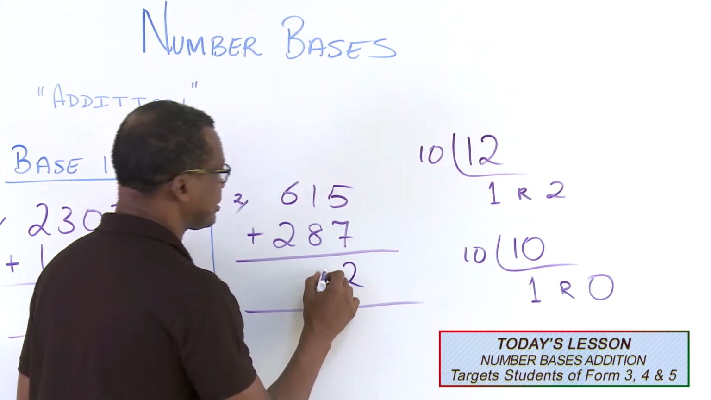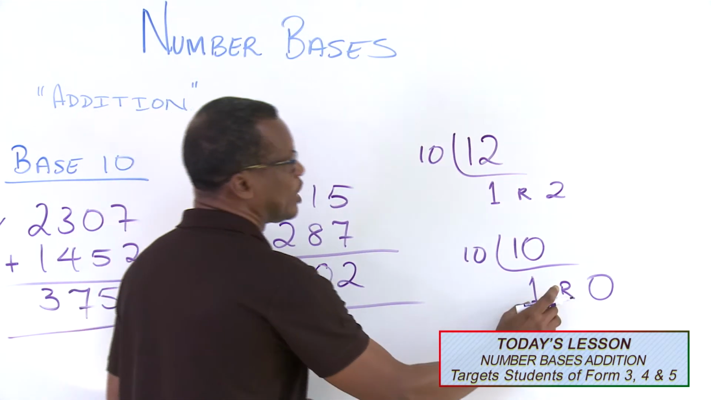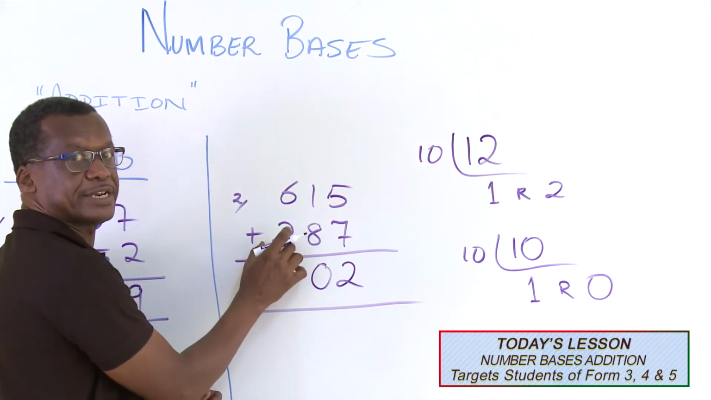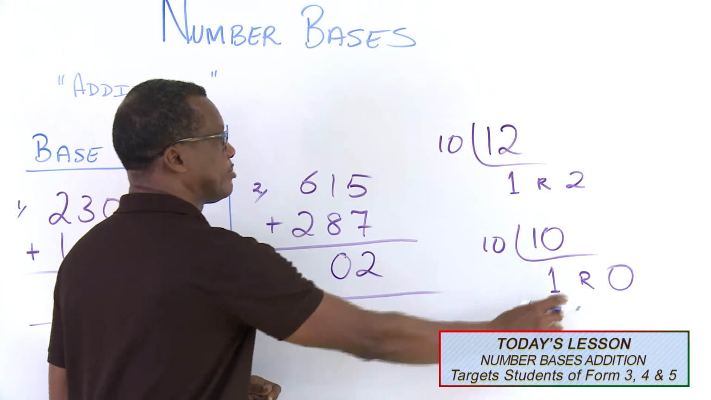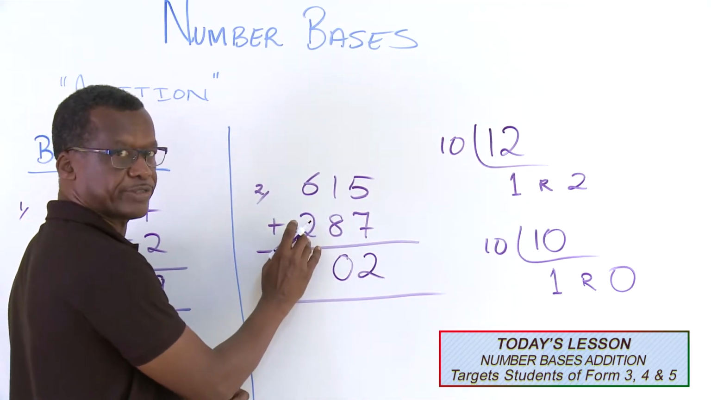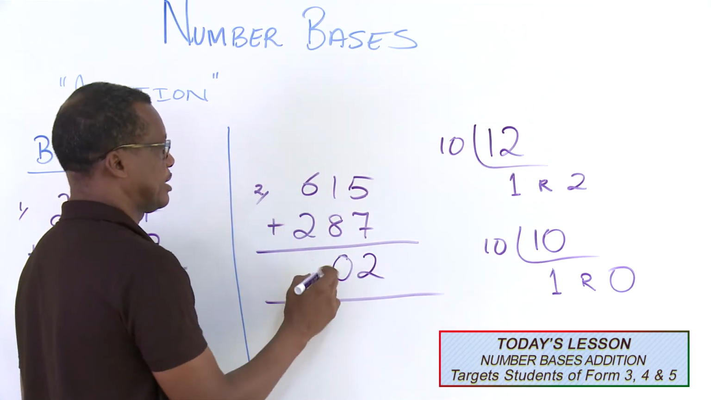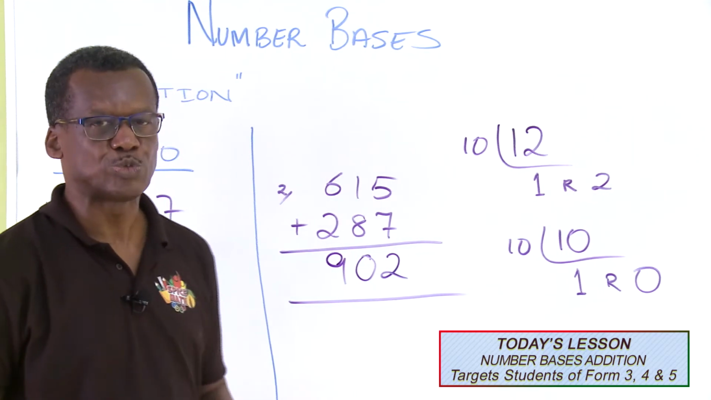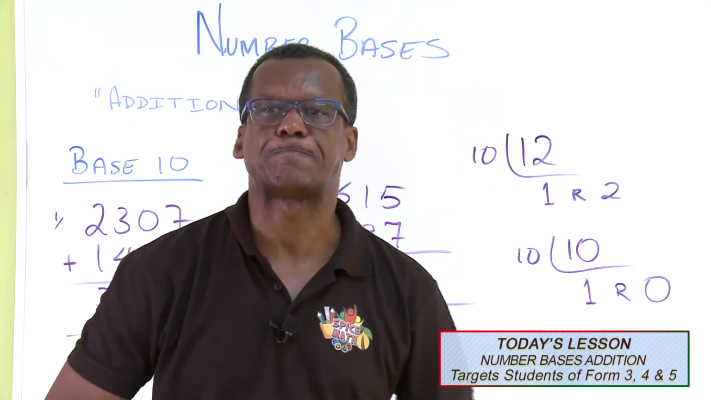The 0 is placed in the column where we added, and the 1, or the quotient, is now carried over to the other column and added there. So 1 plus 2 is 3, plus 6 is 9. So we now have 902 in base 10.